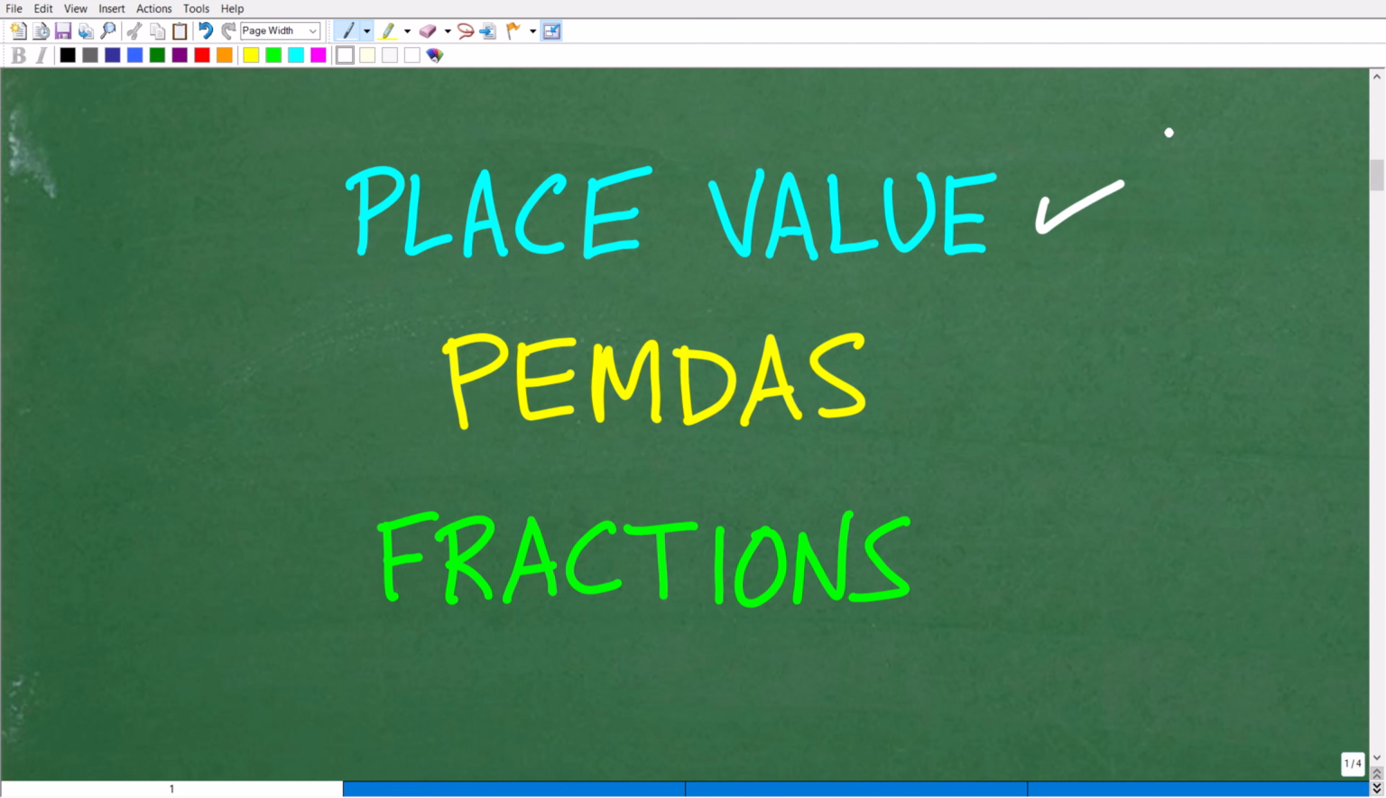Okay, so the first thing is we need to remember place value. Now, of course, I'm going to explain each of these step by step, but what is place value? Well, I'll explain that in one moment. We're also going to have to remember the order of operations. So that's this little acronym right here, PEMDAS. And then we are going to have to remember how to work with fractions. Okay, so let's go ahead and get into this.